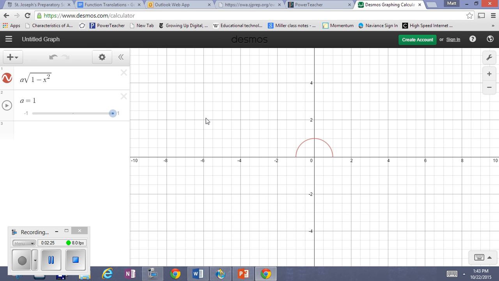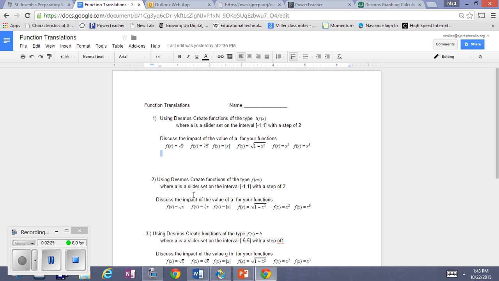Going back to Desmos, we had a couple other things we want to look at. Look at the impact of f of -x, or, I'm sorry, f of -1 times x, with the f of ax, where a is going to be either 1 or -1. That's what we're telling you in Desmos there.